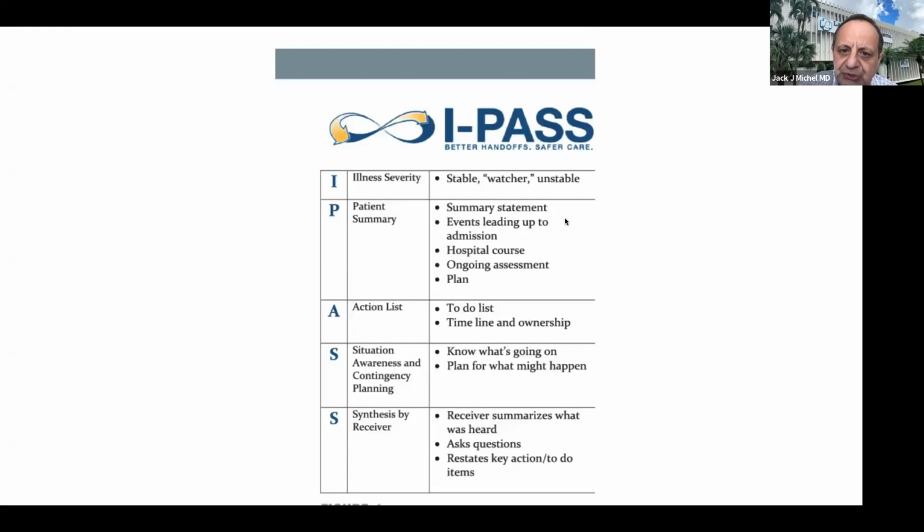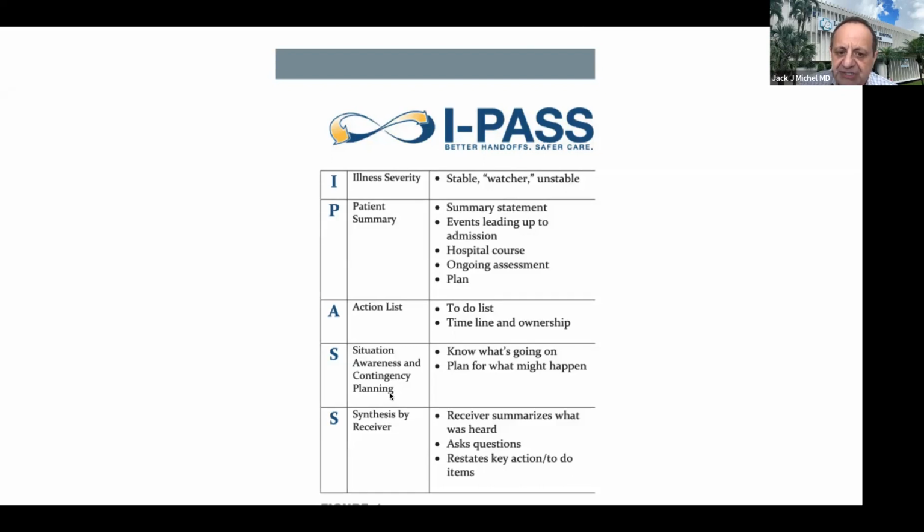IPASS, which is the one that we use most commonly in our med-surg floors, medical units, stands for illness severity. Is it stable? Is it a watcher? Watcher means that they could be unstable. We need to watch them, or they're unstable. Patient summary: what are the events that led to the admission? What's the course? What's the ongoing assessment? What do we plan to do? What do we have to do? What's the action plan? And what's the timeline and ownership? Who's supposed to do what? Am I supposed to check on this? Am I supposed to do a blood gas at 2 a.m., or am I just going to wait until the morning?